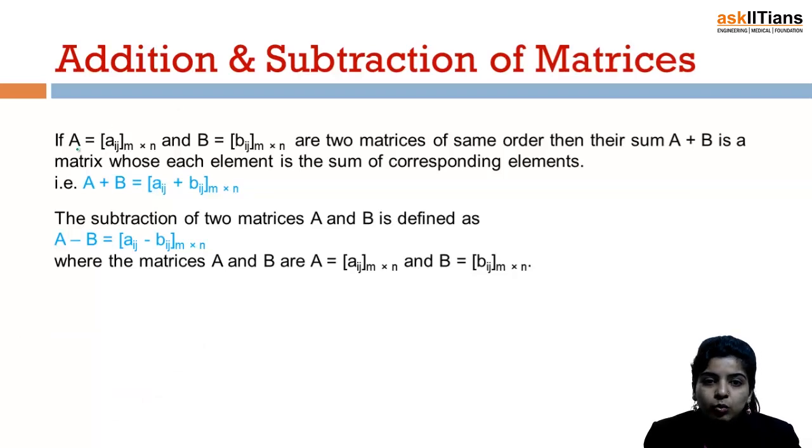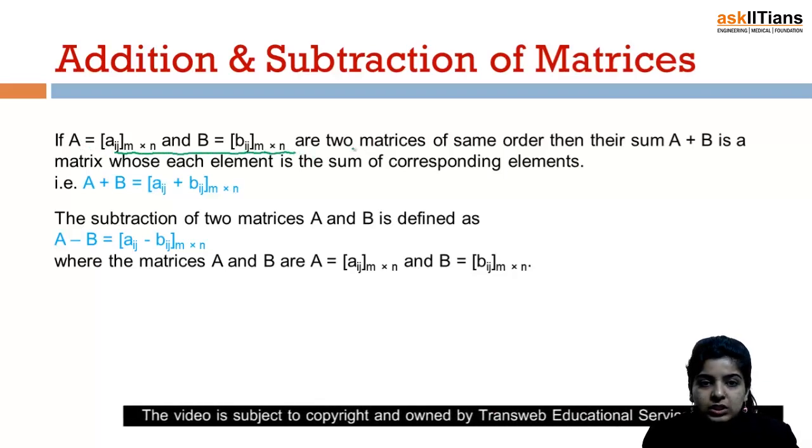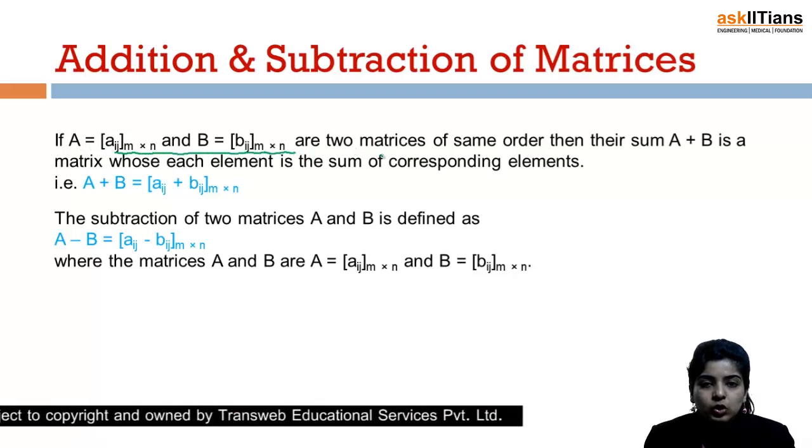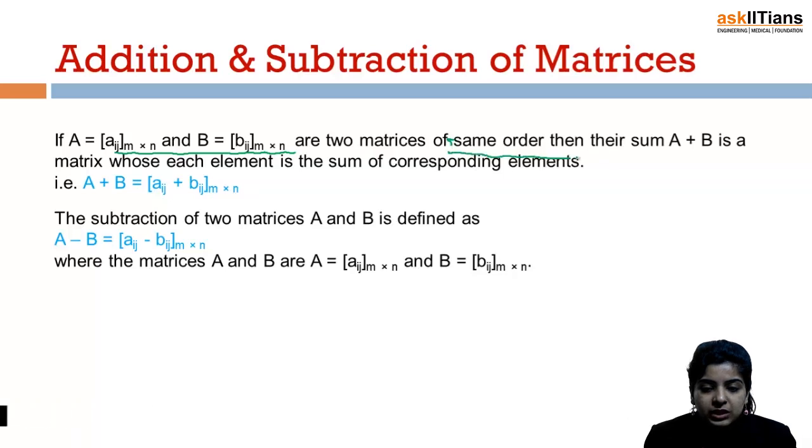If A equal to Aij m cross n and B equal to Bij m cross n are two matrices of the same order, then their sum A plus B is a matrix whose each element is the sum of the corresponding elements. The word corresponding is extremely important. That is, A plus B is Aij plus Bij m cross n.